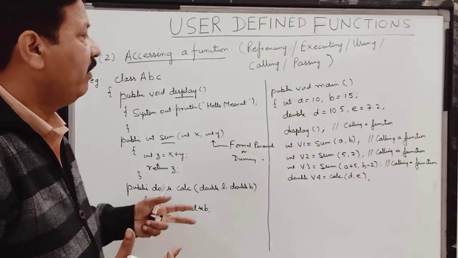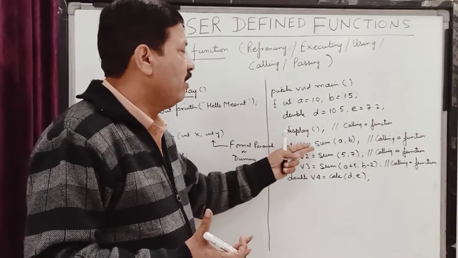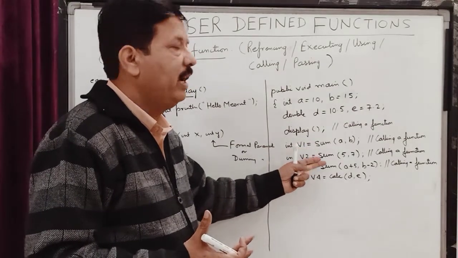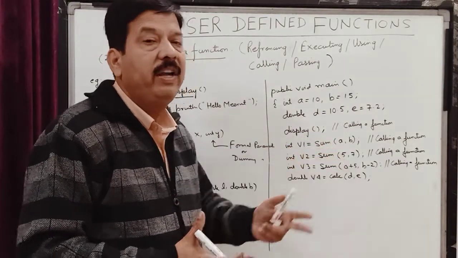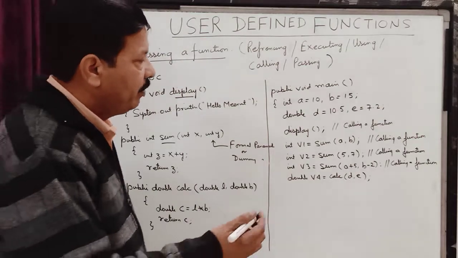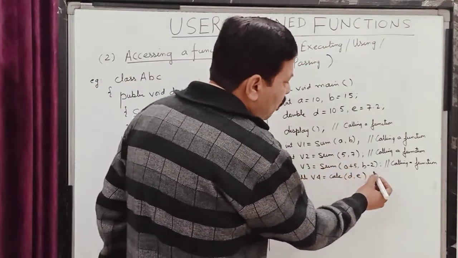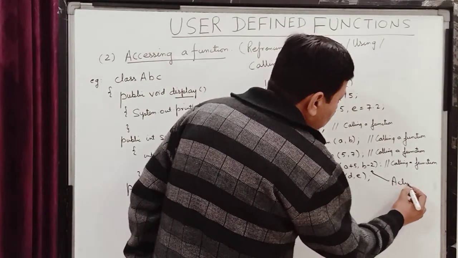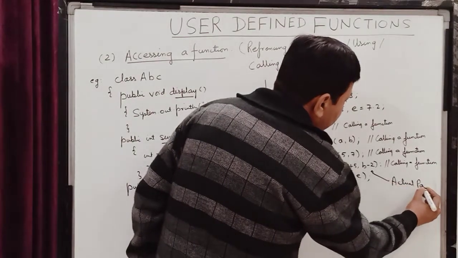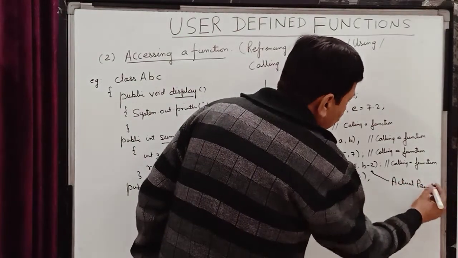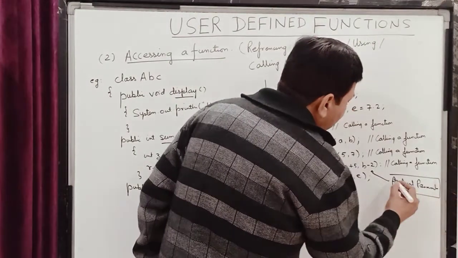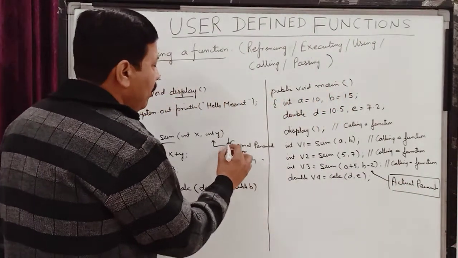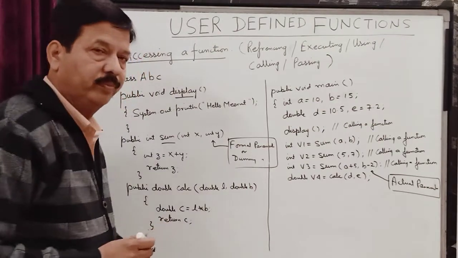So children, you can say that we are using the same function, but we are calculating the sum with different numbers. And these parameters which I am using over here are called the actual parameters. And these are the formal parameters which we are talking about.